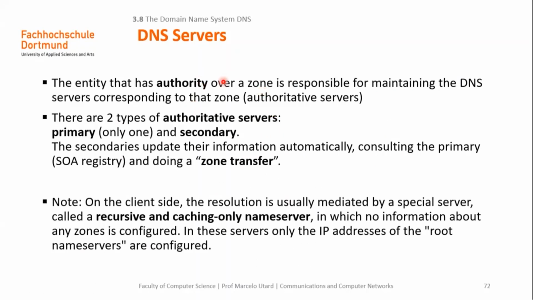Then the entity that has authority over a zone is responsible for maintaining the DNS servers corresponding to that zone. That is, authoritative servers. Then there are two types of authoritative servers. The primary, only one server in each zone is the primary server, and typically one or more authoritative servers are secondaries. The secondaries update their information automatically, consulting the primary.